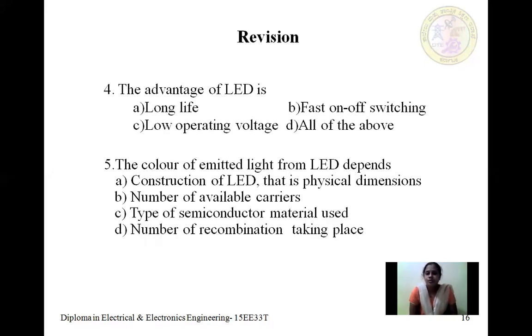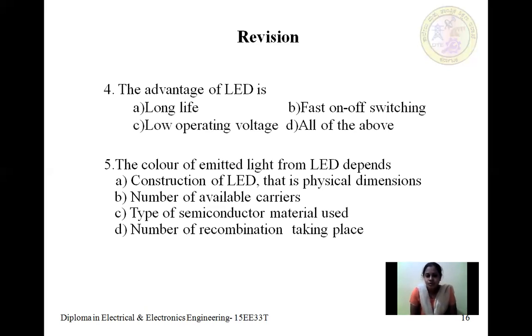Next, moving on to question number 4. The advantage of LED is, the options given are: option A long life, option B fast on off switching, option C low operating voltage, and option D all of the above. So the main advantage of LED is low operating voltage, and it is having long life and fast on off switching. So the answer for this fourth question is all of the above.